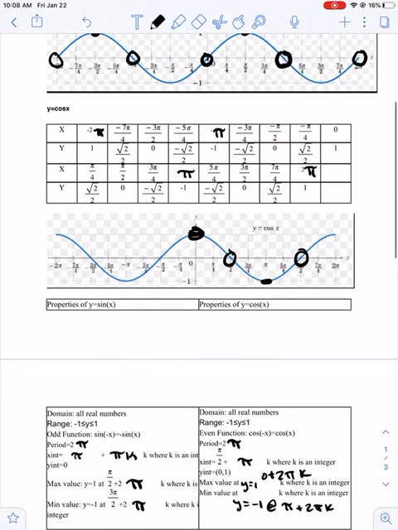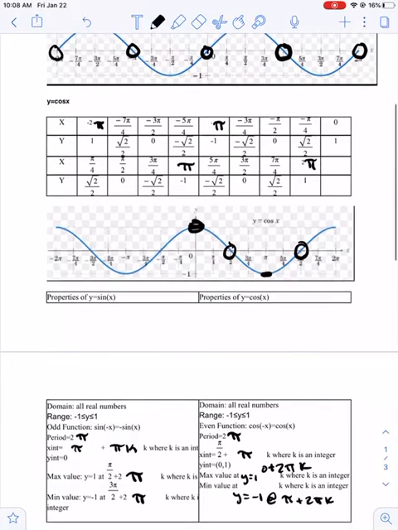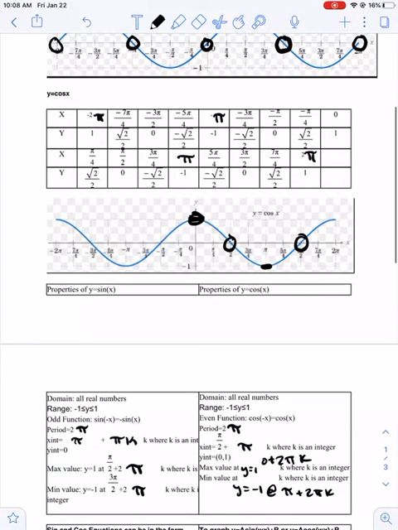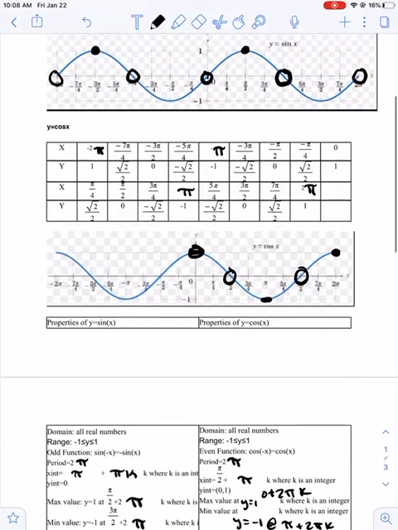And then for cosine, we have that maximum value at 0, 1. The next time it happens is at 2 pi, and that is 2 pi away. So we have a maximum value of 1 at 0, and every time we add 2 pi, we will get to that maximum value again.